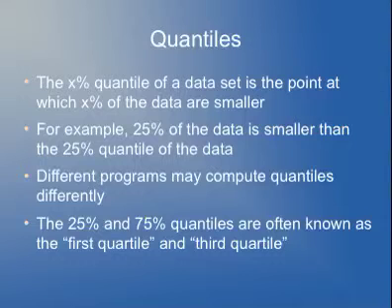The 25th percent and the 75% quantiles are known as the first quartile and the third quartile because it splits up the data that way. Okay.